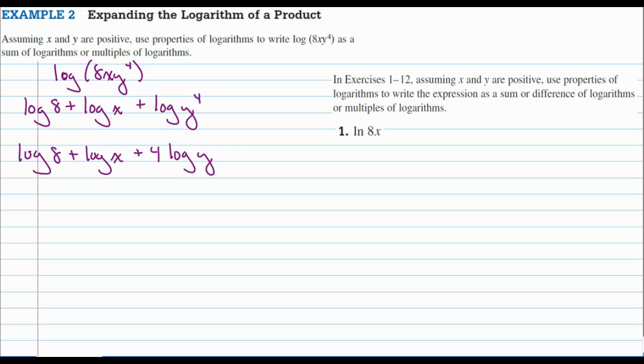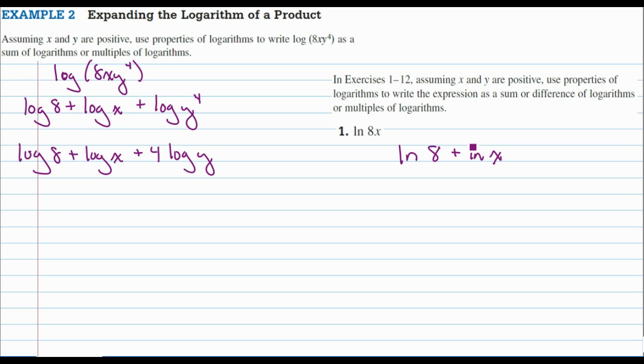Now try problem number 1. It says assuming x and y are positive, because remember we can't take logs of negatives, use properties of logarithms to write the expression as a sum or difference of logarithms or multiples of logarithms. So in this case we have the natural log of 8 times x. I can rewrite that as the natural log of 8 plus the natural log of x.